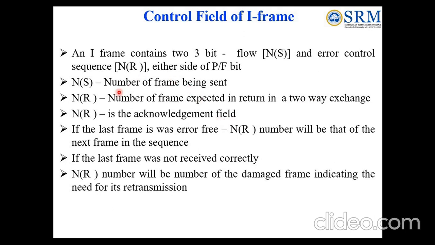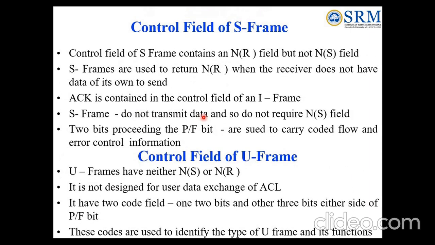N(S) is the number of the frame being sent in the ARQ, the frame number being transmitted. N(R) is the frame expected, and N(R) is the acknowledgement field also. The acknowledgement and the expected frame number are in the N(R) number. Then the control field has N(S) and N(R) in the I frame. The S frame has N(R) alone, and the U frame does not have N(S) and N(R). It contains the bits for the code.